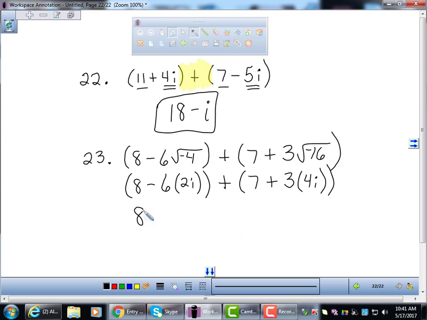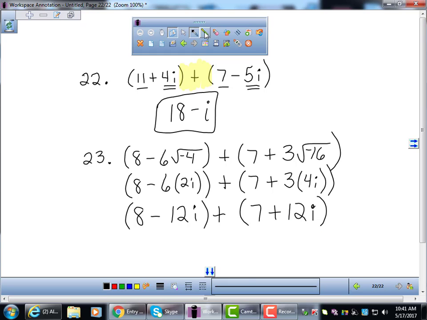So this becomes 8 minus 12i plus 7 plus 12i. Remember, since between the parentheses is a plus sign, you are just combining like terms. You're taking the 8 and the 7, putting those together to be 15. You have a negative 12i and a positive 12i. Poof, it's gone. The whole thing equals 15.